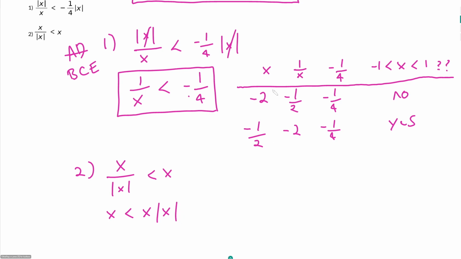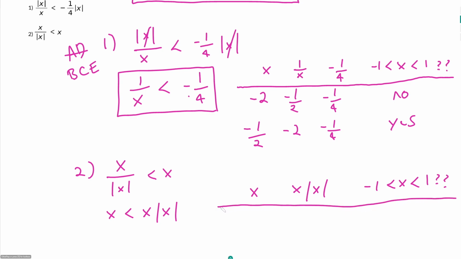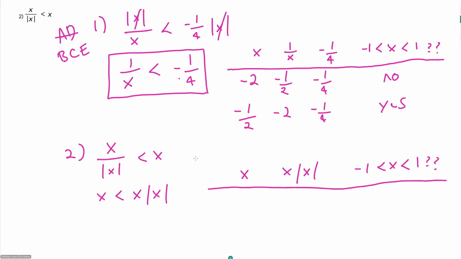And now if I wanted to continue testing numbers, I can. And so what do I need here? I'm going to need an x. I'm going to need x times the absolute value of x. And I need to answer my question. So what's an easy example that I can start with here?